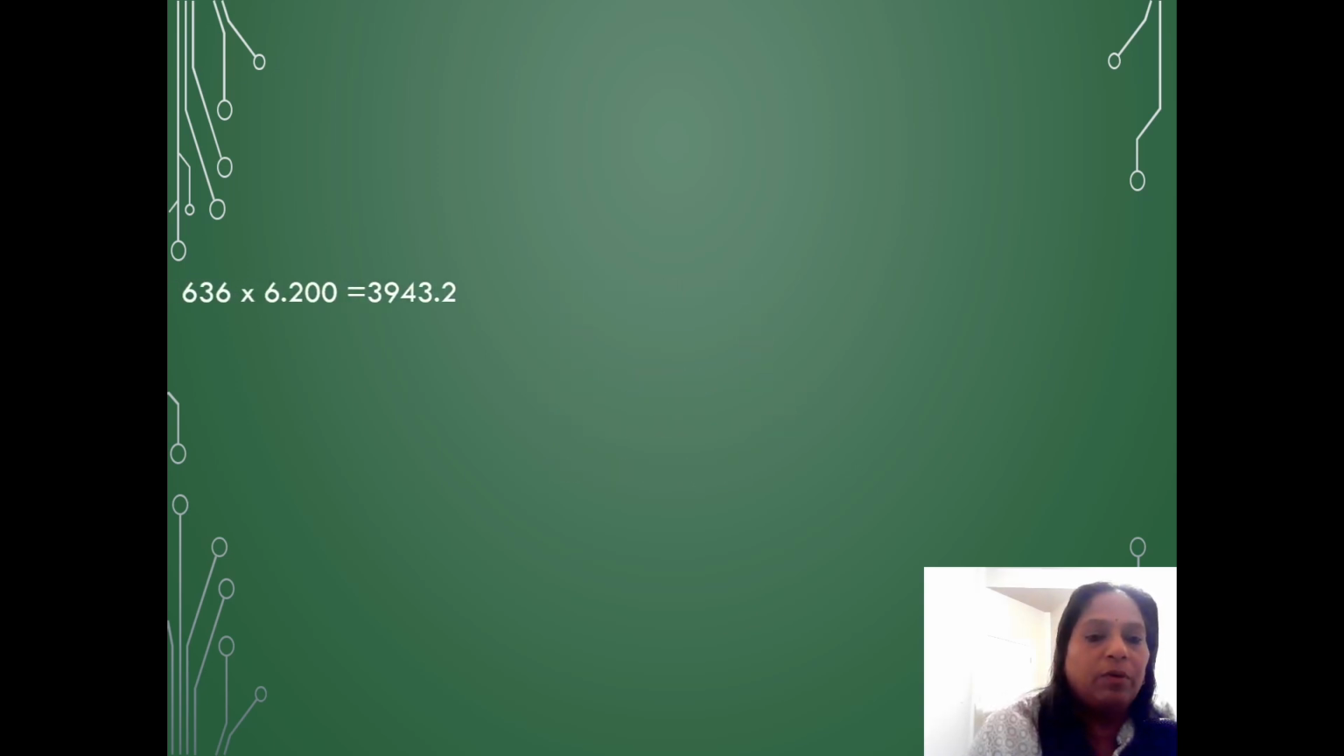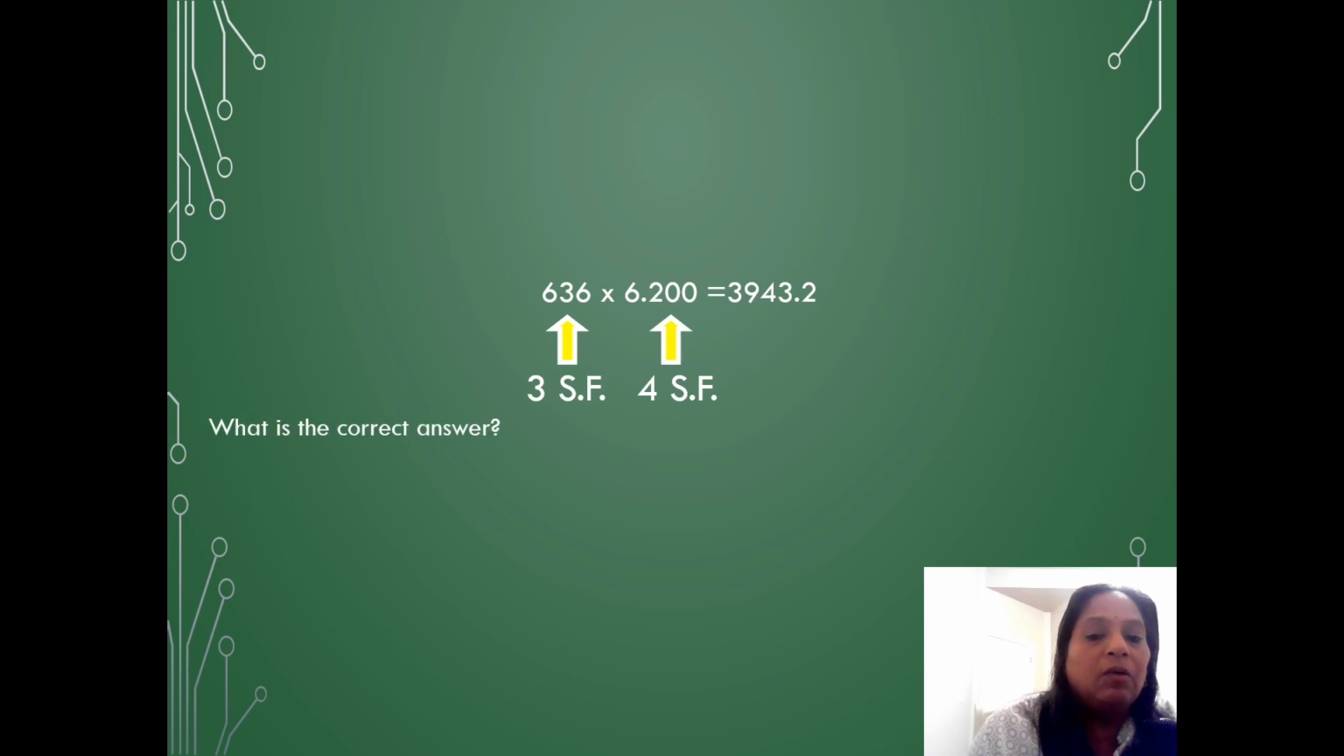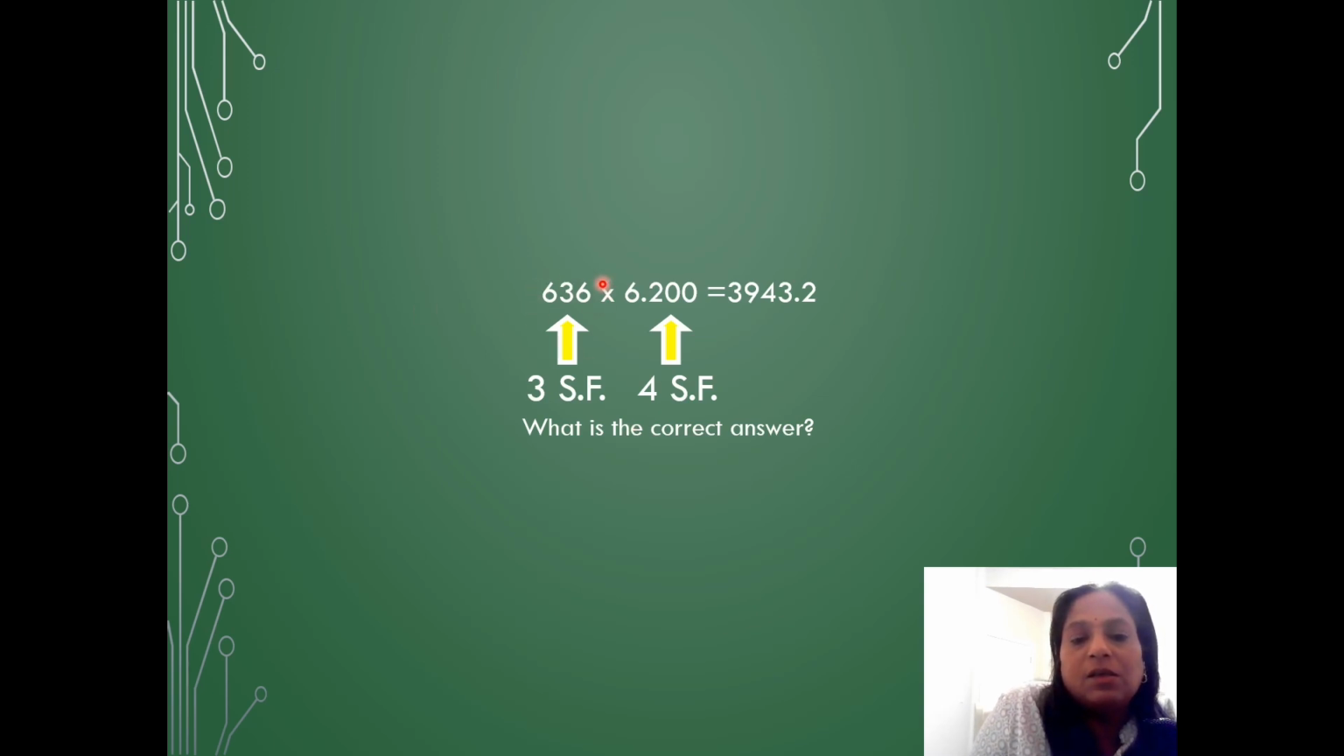Another problem here. 636 times 6.200, which is equal to 3943.2. 636 has 3 sigfigs. 6.200 has 4 sigfigs. Remember, if I have a number with trailing zeros and the number has a decimal point, I count the zeros as significant. Now the answer should have only 3 sigfigs. Why 3 sigfigs? Because the measurement with least number of sigfigs here is 636 with 3 sigfigs. So I need only the first 3 digits in my answer.